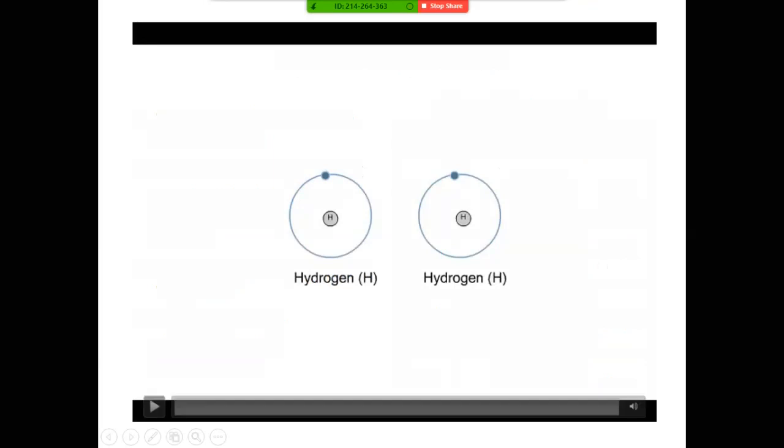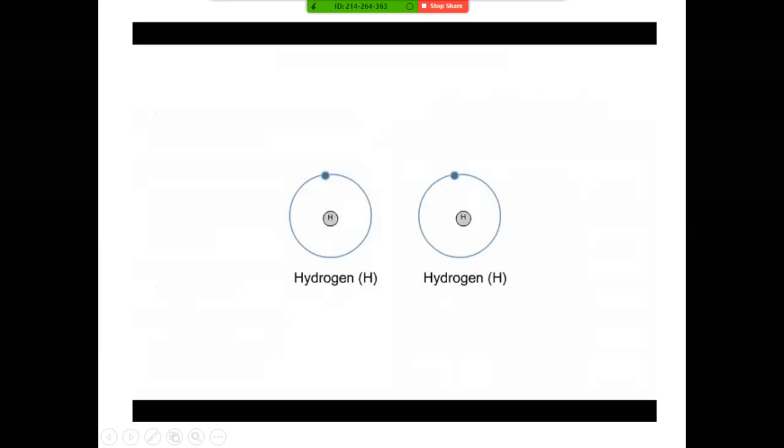I'm not going to play this clip right now, but this is actually a video clip that will illustrate covalent bonding for you. So you can go ahead and pause the recording and watch the video clip.